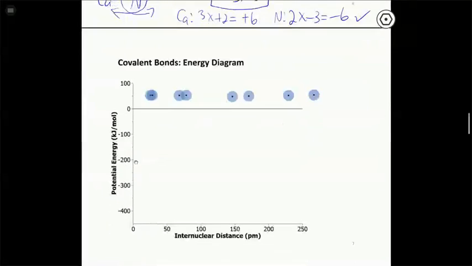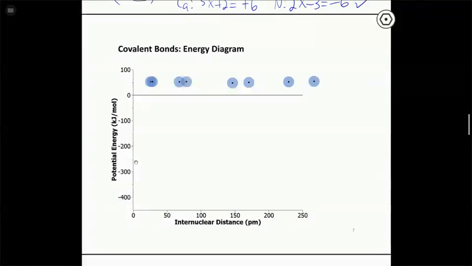All right, covalent compounds are going to be formed from two nonmetals together. So an ionic compound is going to be a metal with a nonmetal. The metal forms a cation. The nonmetal forms an anion.